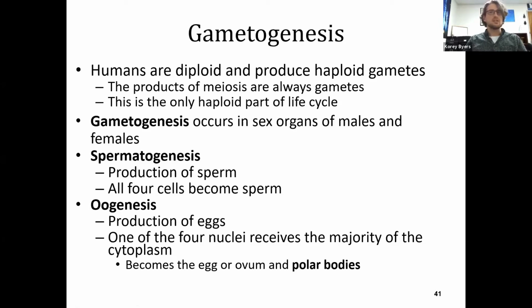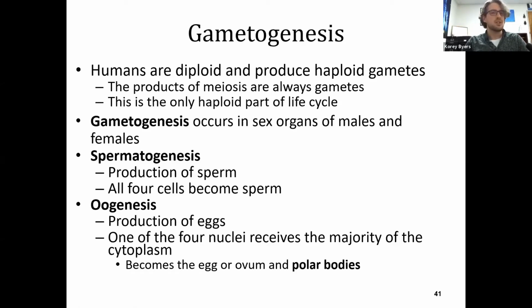Gametogenesis is the formation of sex cells in humans. So humans are diploid and produce what we call haploid gametes or sex cells. So the products of meiosis will always be gametes, and in humans, those gametes are haploid.